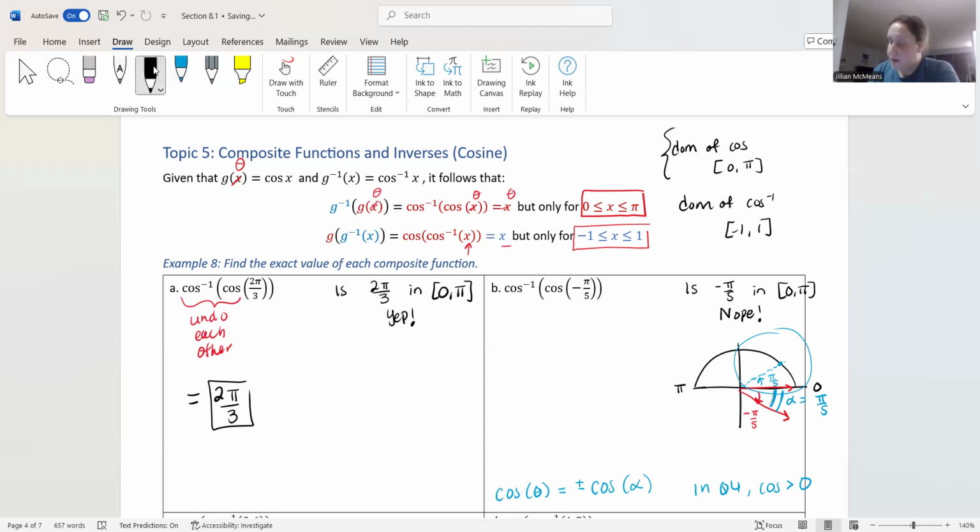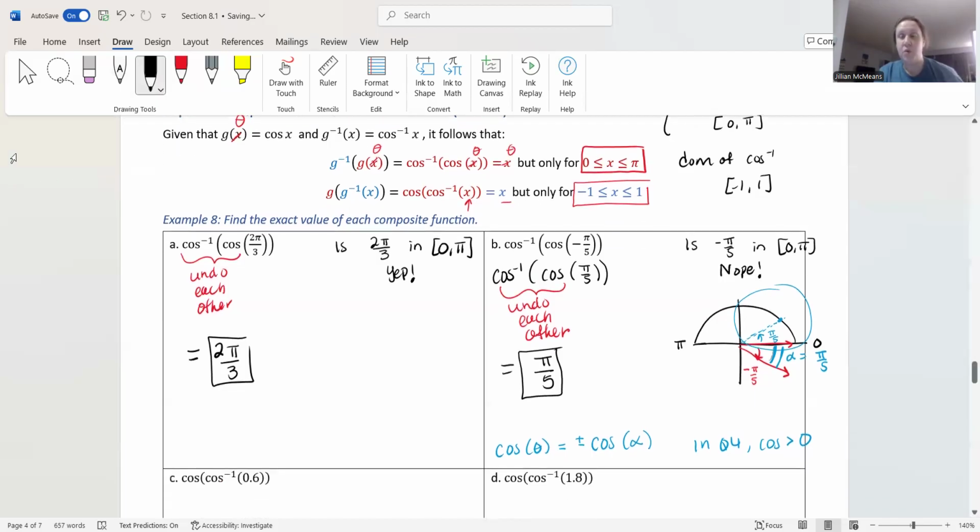So I can rewrite this. I can say, okay, we have inverse cosine of positive pi over 5, okay? And now because I'm in the correct domain, these two just undo each other. So that tells me this is equal to pi over 5. Now, you could also have taken into account that cosine is an even function. And so if you like the idea of cosine being an even function, you could have played around with that instead. But either way, you're going to get just pi over 5.